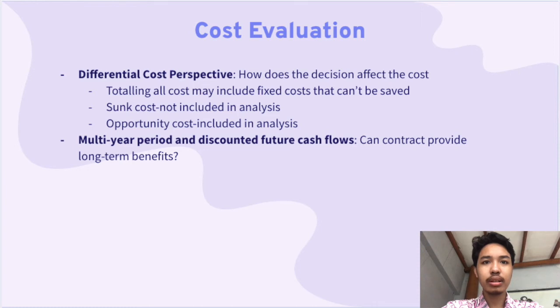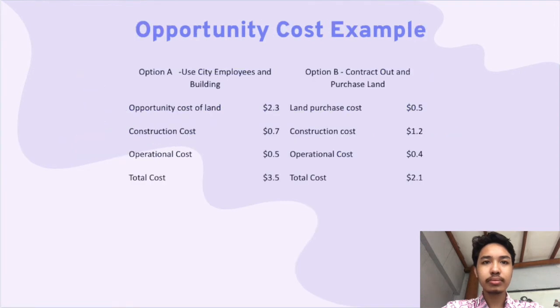For example, a government is deciding between using an unused government land or purchasing another land for a certain project. As we can see, including opportunity cost is important here, because if it isn't included, option A, or using city land, is cheaper, but the city or government land could have been sold for $2.3 million as the opportunity cost of land.